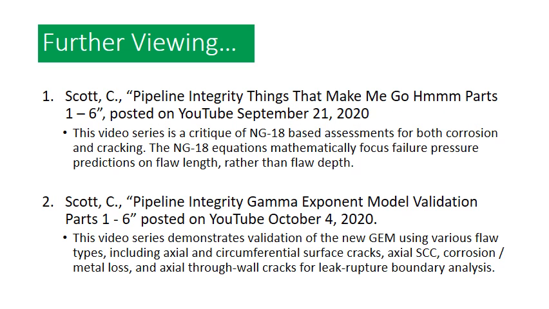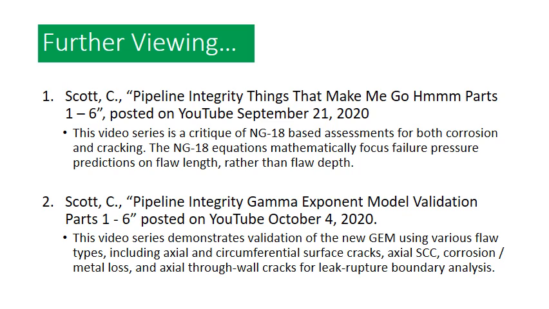If you've enjoyed this video, which I hope you have, if you've made it this far, I do have 2 other series of videos you might be interested in. One is called Pipeline Integrity, Things That Make Me Go, and that's 6 parts. Each part is about 10 or 15 minutes. That video series is a critique of the NG18 based assessments for both corrosion and cracking. The NG18 equations were developed and they mathematically focus on flaw length rather than flaw depth like the GEM does. So I basically point out the technical and mathematical rationale why the NG18 equations are, I don't think, as good as they could be, and shifting the math around a little bit, like I have with the GEM, is a step in the right direction.